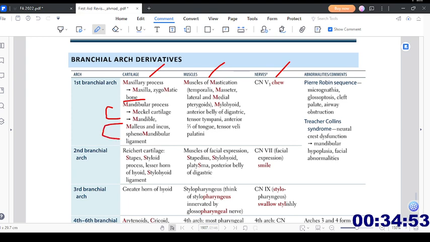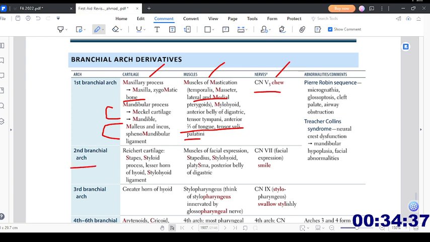Muscles: muscles of mastication, temporalis, masseter, lateral and medial pterygoids, mylohyoid, anterior belly of the digastric, tensor tympani, anterior two-thirds of the tongue, tensor veli palatini. Okay, then the cranial nerve is CN V3, which is for chewing.